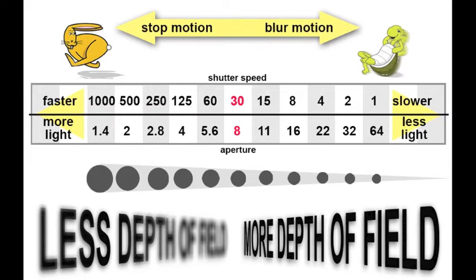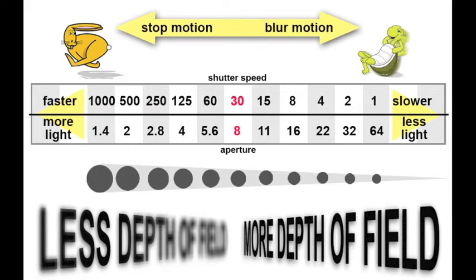At the other end of the scale, 1 full second is a very slow shutter speed and will result in anything moving recording as a blur. But the lens aperture, f64, which most lenses don't even include in their design, but f64 will give you very, very great depth of field. Everything in the picture from front to back will most likely be in focus. So those are the two extremes.